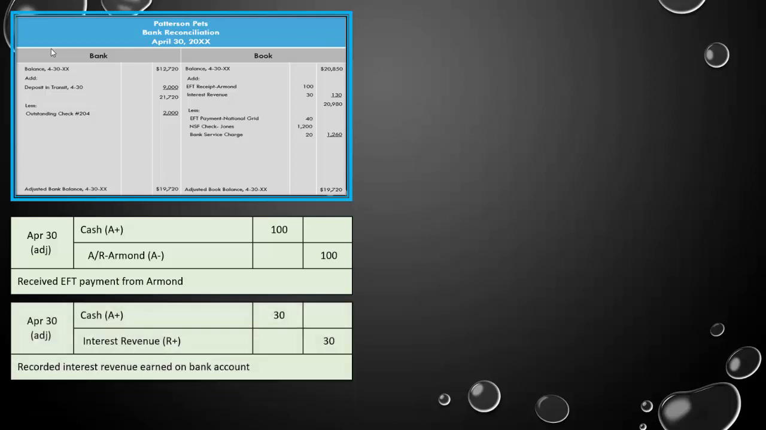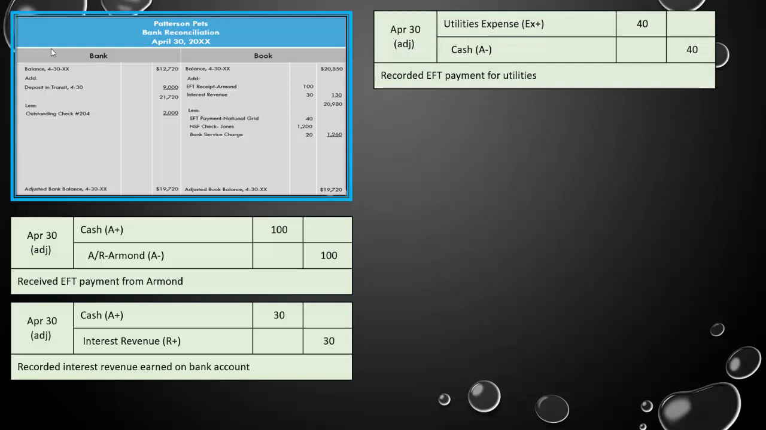The second thing in the add section is that interest that we're receiving. Debit to cash, credit to interest revenue for the amount of interest that we received. For the less section, we know that cash is going to be our credit. Let's start with the first one, which is that EFT payment to National Grid. Well, what are we paying for? We're paying for utilities. That's what National Grid provides us. So in our adjustment, we're going to debit utilities expense and we're going to credit cash.